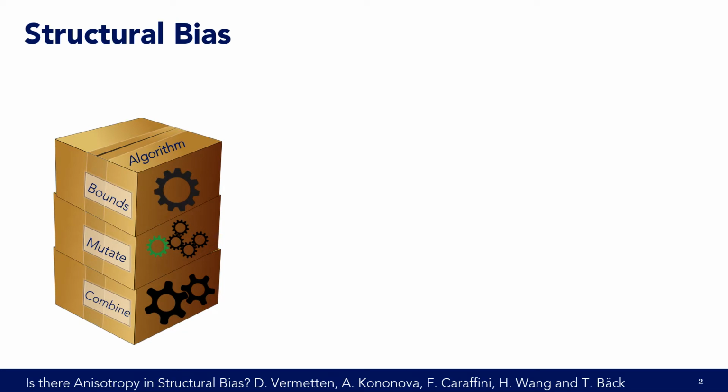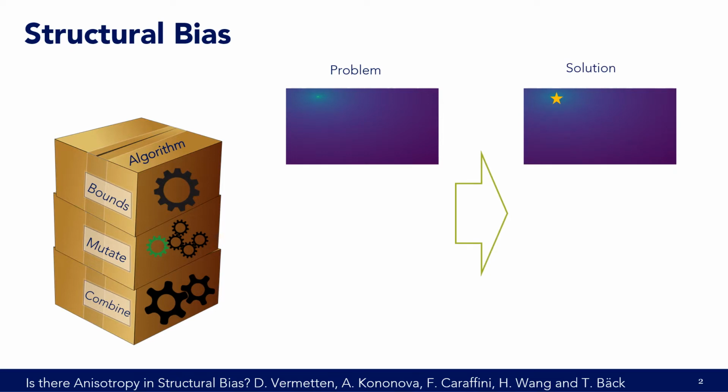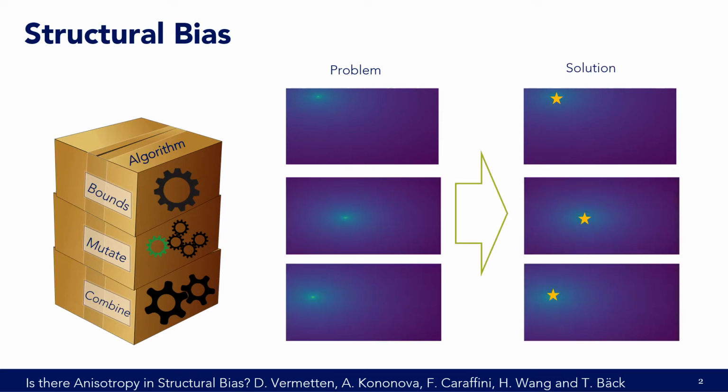Well, if we have an optimization algorithm, it will have different operators. And if we give a certain problem to solve for our optimization algorithm, we expect it to find the solution. And if we give it similar types of problems, just with the location of the optimum switched, we expect to get similar performance from these different versions of the same problem. However, if our algorithm is somehow biased towards certain parts of the search space, it will be less effective if the optimum is located in a different area.